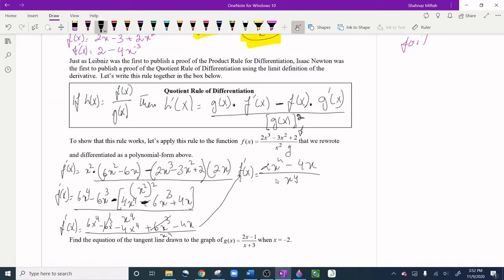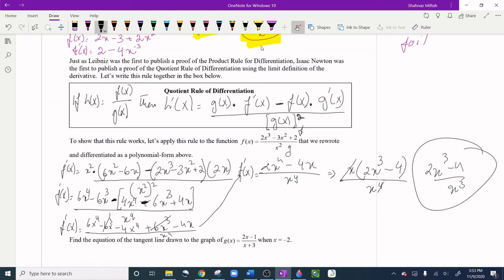I can also do the common factor, like 2x is a common factor, or I can split the fraction and solve. If I do the common factor, I just took out the x, not the 2, so I'm going to keep that 4 over x to the power 4. Now 1x and 1x cancel out, so I'm left with 2x cubed minus 4 over x cubed. And that's my other answer for f prime.